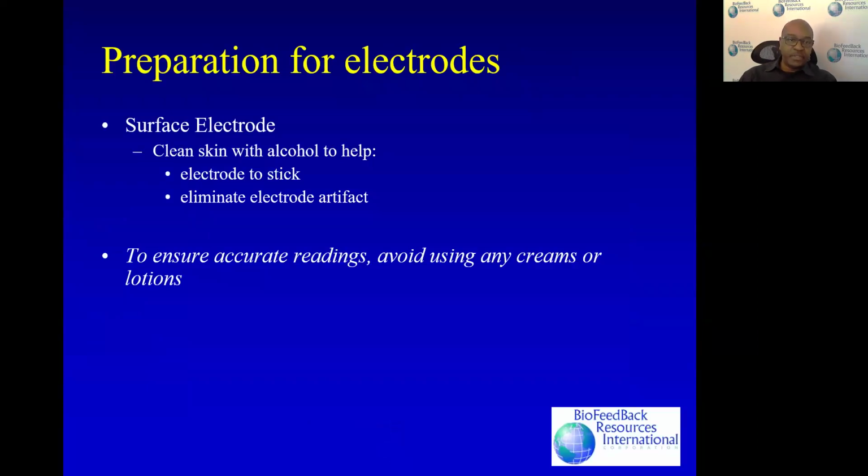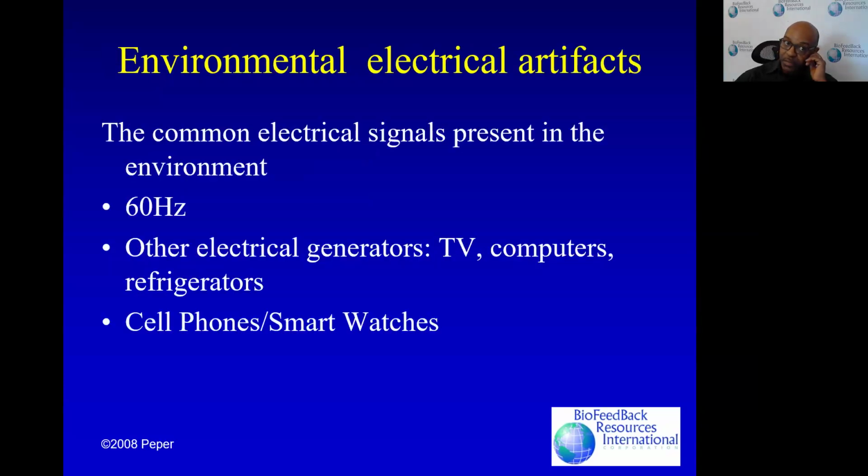So if we're going to do EMG, this is what we would do. We clean the skin with alcohol, and that helps the electrodes to stick, and it also reduces the amount of artifact that we might pick up. We don't want the person to have used oils or lotions or creams on the skin where we're going to be putting the sensors, because that can make it harder for the sensors to stick and to pick up a good signal. So we want to be aware of sources of noise and reduce that.